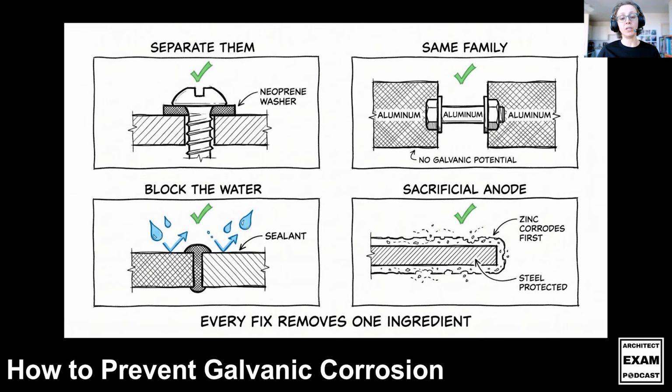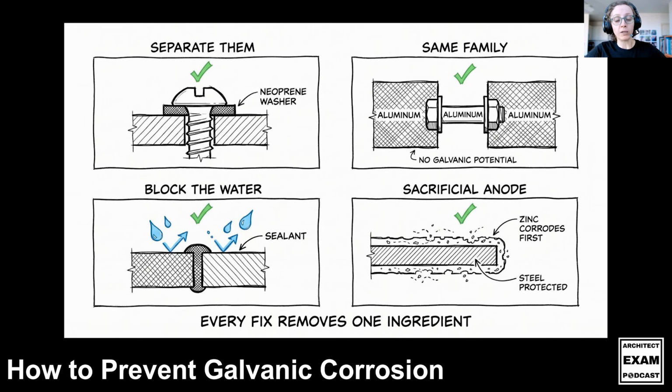The second strategy is to use compatible metals. Reduce the dissimilar metals problem in the first place. Choose metals that are close together on the galvanic series. Keep metals in the same family. If everything in your detail is aluminum and aluminum fasteners, there's no galvanic potential at all. The third strategy is to break the electrolyte path. Remove the moisture. Sealants, proper drainage design, protective coatings.